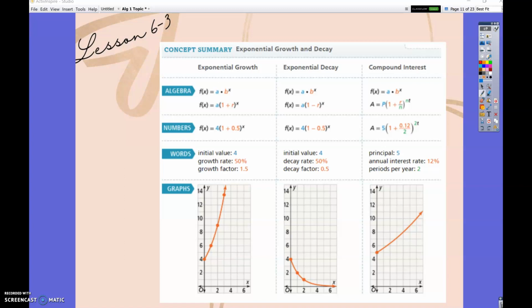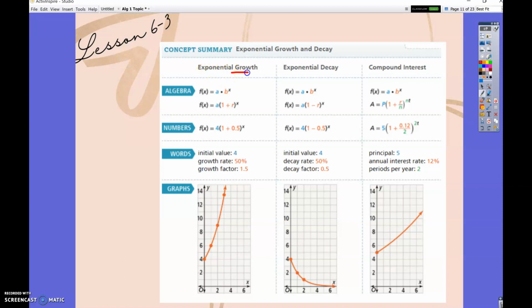In Lesson 6-3, we're going to be talking about that exponential function again, but this time we're going to use many of its applications in the real world to model these functions. Now there's three types of exponential functions, well, more or less two.